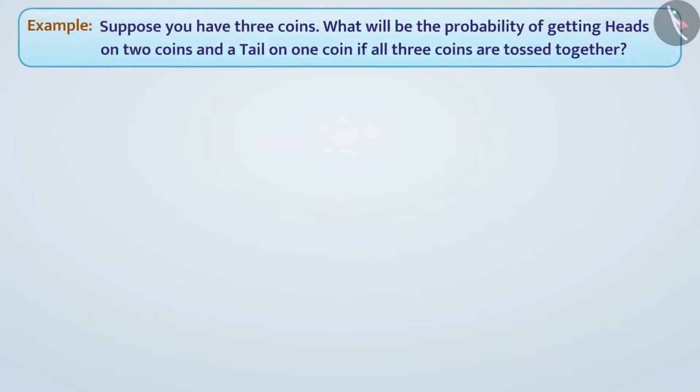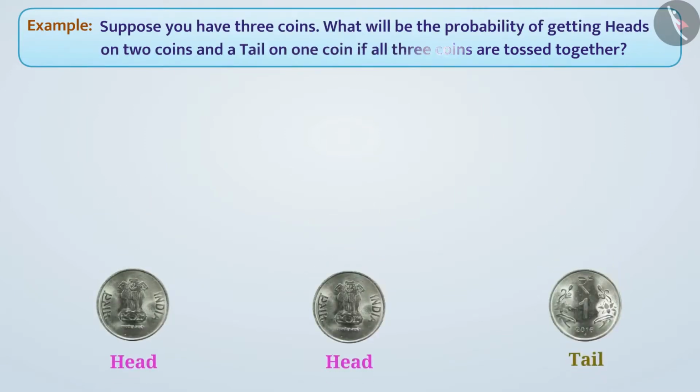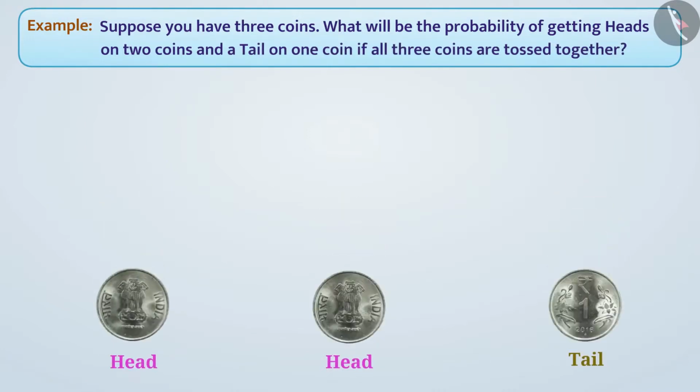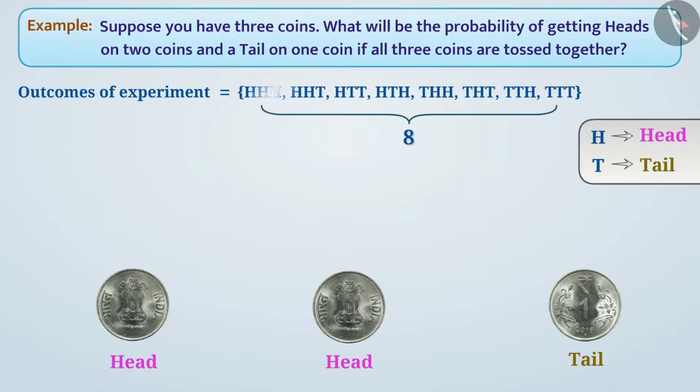Next example, suppose you have 3 coins. What will be the probability of getting heads on the 2 coins and tails on the 1 coin if all 3 coins are tossed together? When we toss 3 coins together, the outcomes are as follows. The total number of outcomes of the experiment when tossing 3 coins together is 8. We have to find the probability of getting heads on the 2 coins and a tail on 1 coin.